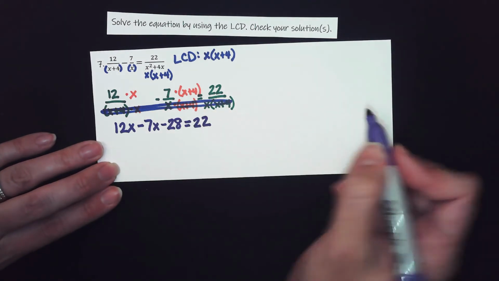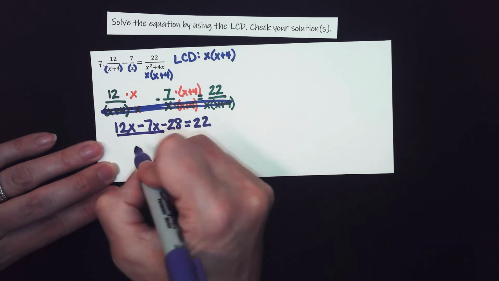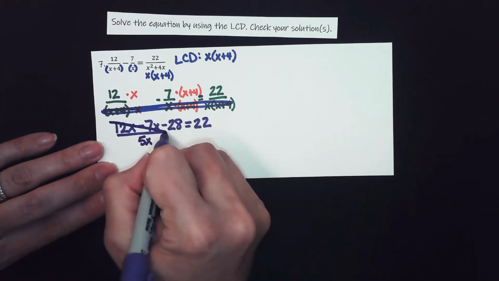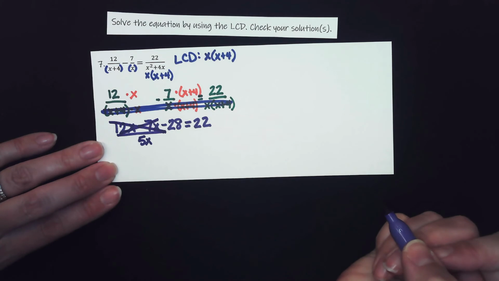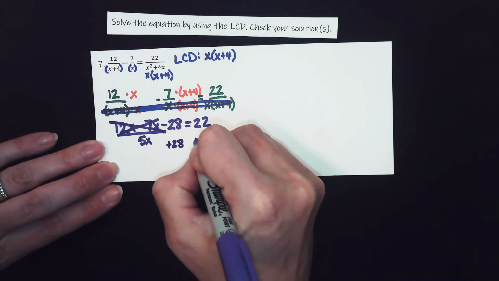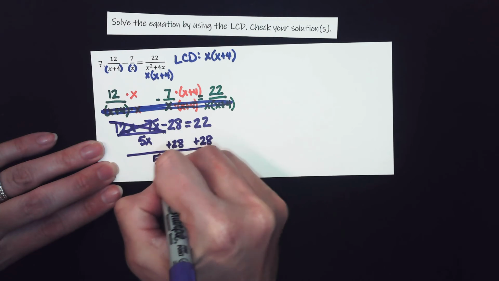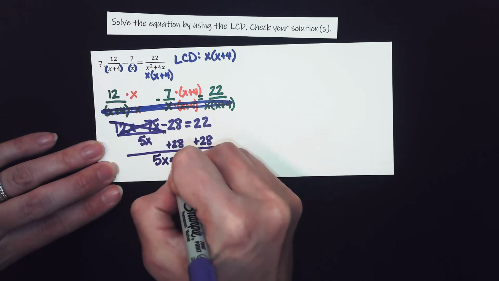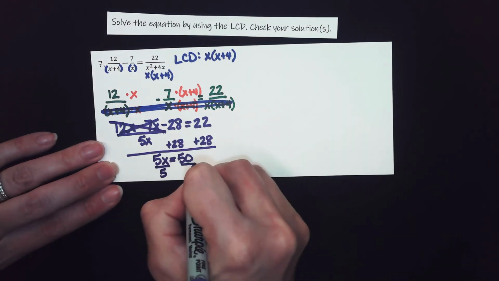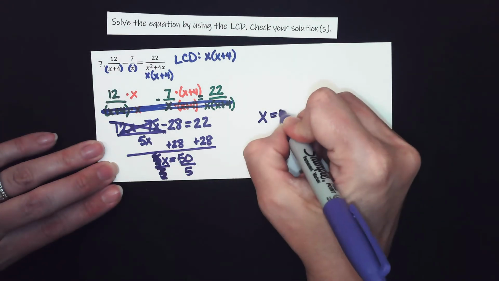All right, so let's solve for x. Let's combine some like terms right here. 12x minus 7x is 5x. And I'm not going to rewrite everything. That became 5x. Okay? Let's move this 28 to the other side. So I'm going to add 28 to both sides. So I get 5x equals 50. To solve for x, you divide by 5. So the 5's go away and leaves me with x equals 10.